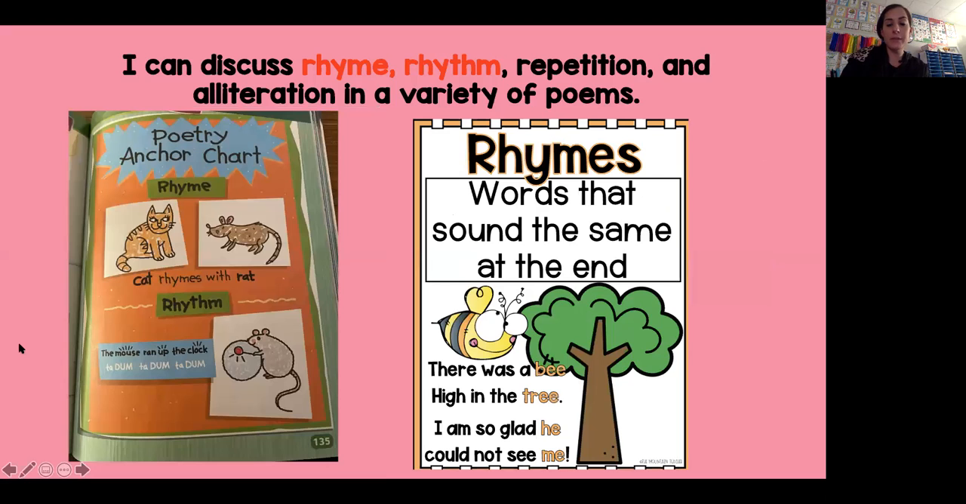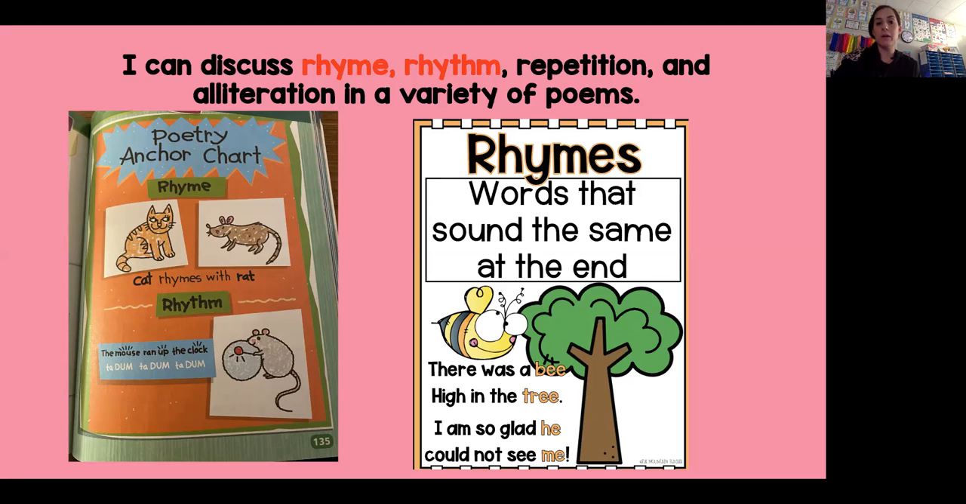Again, going over rhymes, which we do all the time in phonics and reading. Rhymes are words that sound the same at the end. So if you look at this short poem here, it says, there was a bee high in the tree. I am so glad he could not see me. If you notice at the end of each of these words, what letter do you see? E. So they have the same ending sound. So like the double E, we know that if it ends in the same sound, they must rhyme. So bee and tree rhyme, and he and me rhyme.